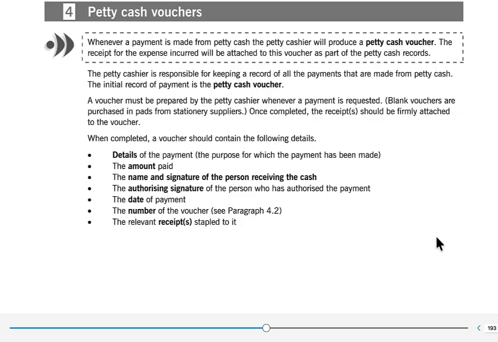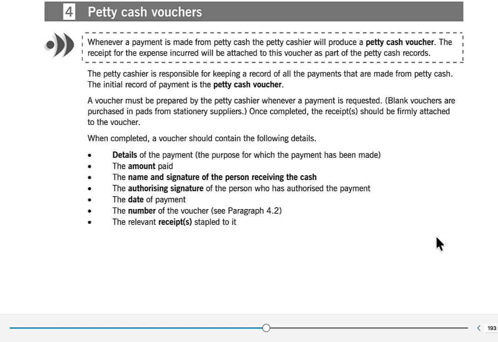What must be attached to the voucher? The receipt must be attached to the voucher. This is extremely important because the receipt is the evidence that the business really bought something, and the voucher is the evidence that petty cash money was paid out. So these two documents work together.